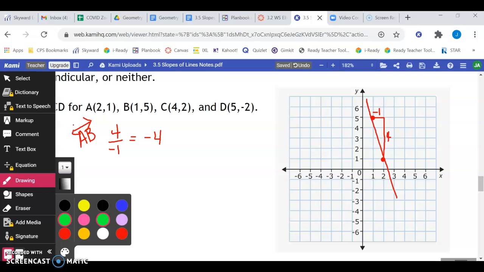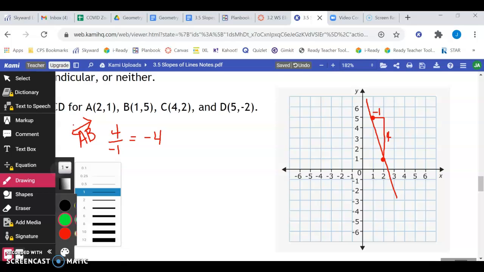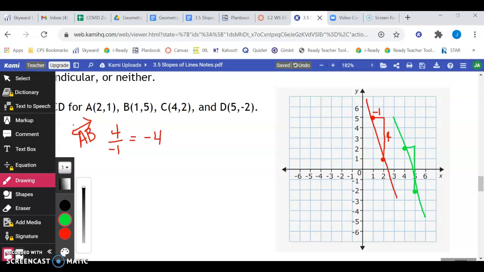And then CD is over 4 and up 2, and over 5 and down 2. And my rise over my run, I'm going to go up 1, 2, 3, 4, up 4, and back 1 as well. So that simplifies to -4. So they have the same slope, so they are parallel lines.